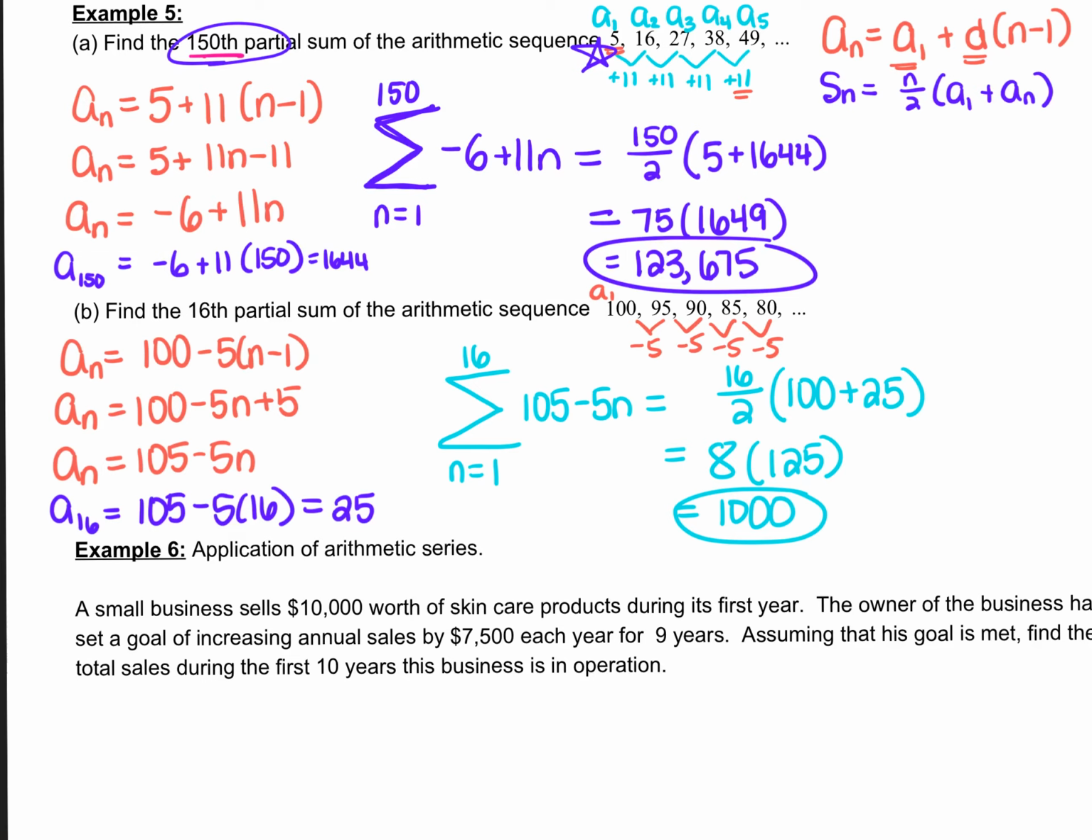Should have come up with 1,000. If you need to look at how I did this, go ahead and pause the video and look at my work, but I'll just briefly talk about it. I wrote my equation for the nth term, simplified it, used that to find term 16, which was 25, wrote it out in summation form, and used my formula to actually calculate the sum. Okay, good job. Let's do one more.